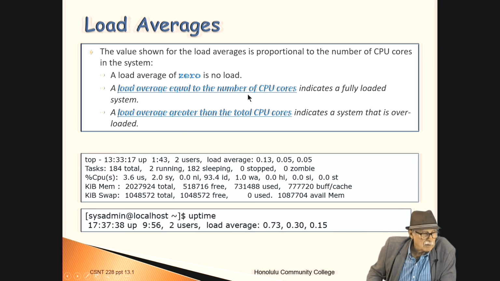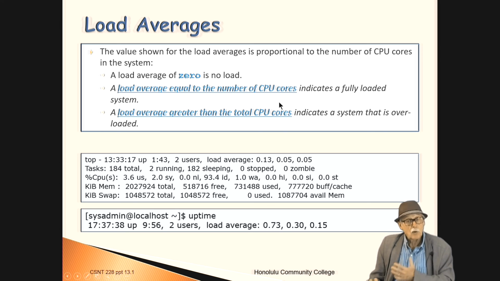A load average equal to the number of CPU cores indicates a fully loaded system. A load greater than the total CPU cores indicates a system that is overloaded. So if you have 4 CPUs or 4 cores and you have a load of 4, well, that's fine, because that means all 4 of them are full up. Any bit more and people are going to have to wait. So that's a full house at that point.